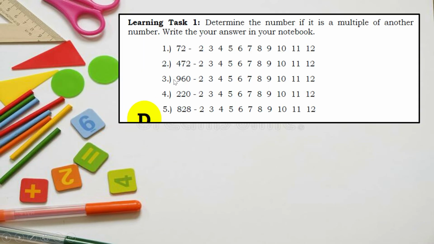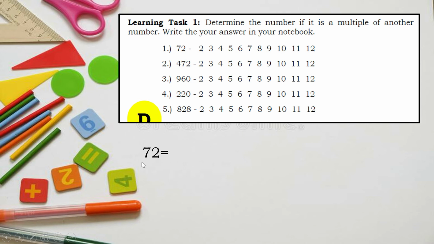Okay, next, learning task 1. Determine if the number is a multiple of another number. Write your answer in your notebook. So, how will we answer this? So, we have 5 items here. Let's try number 1. I'll give it as an example. So, 72. This is what you will do.